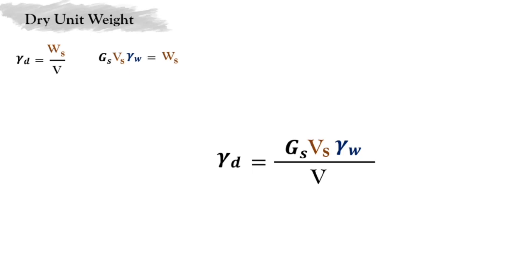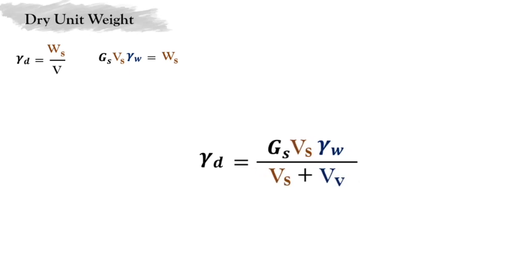So, palitan natin yung total volume sa denominator ng volume of the solids plus volume of the voids. And then, i-divide natin both the numerator and the denominator by the volume of the soil solids. So, yung Vs natin sa numerator is ma-eliminate na yan. Pero yung denominator natin is ma-divide pa ng Vs.